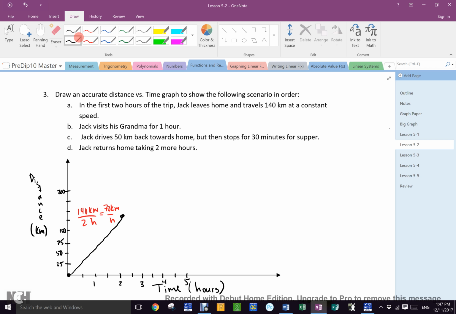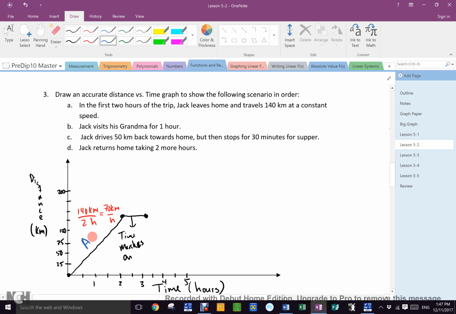Now, what happens now? He visits his grandma for 1 hour, so out till 3, what is happening to his distance? Nothing. So it is a flat line. Why must I draw that line? Because time marches on, to quote Metallica. Okay. Is everybody good to there? Wonderful.